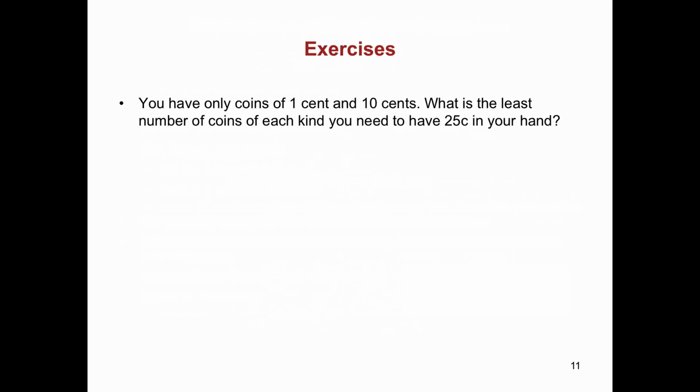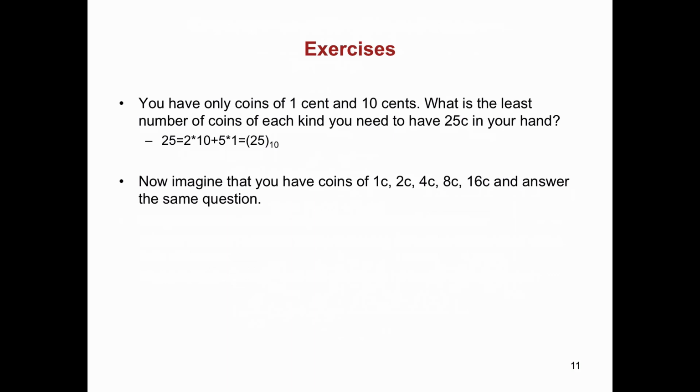I have now powers of 2, which are 1, 2, 4, and 8 cents. What is the least number of these coins, these imaginary coins, okay, bitcoins? The bitcoin means something completely different, but let's call them bitcoins, okay? So what is the least number of coins in my binary system?